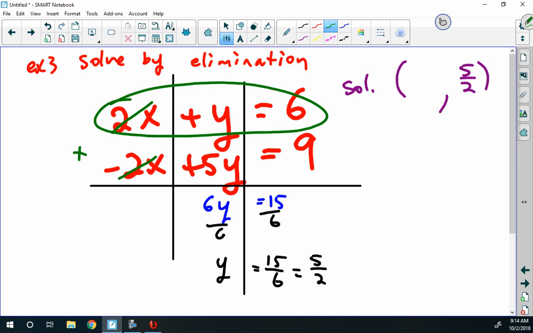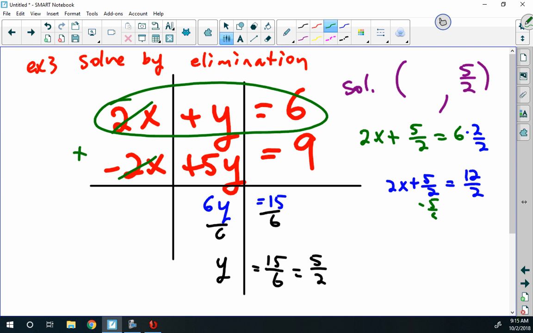I'm going to go to this first equation. Doesn't matter which one you use. I'm going to go to this first equation and say 2x plus y, plus 5 halves, equals 6. So I'm going to need to get my 6 in terms of halves, so I'll multiply 6 by 2 halves. So I've got 2x plus 5 halves equals 12 halves. So I subtract 5 halves from both sides. Boy, it's a good thing we had that fraction lesson. So 2x is 7 halves. So I divide by 2, which is like multiplying by 1/2. So my answer ends up being 7/4, 5 halves.